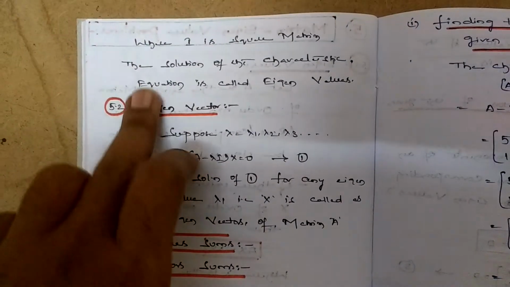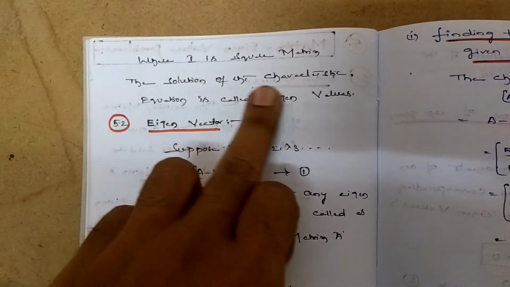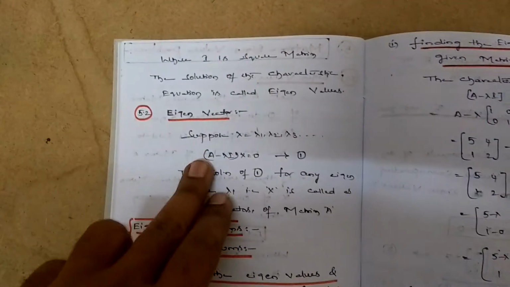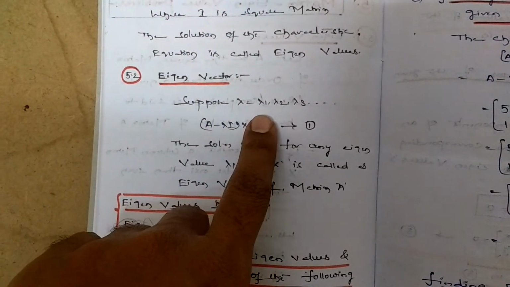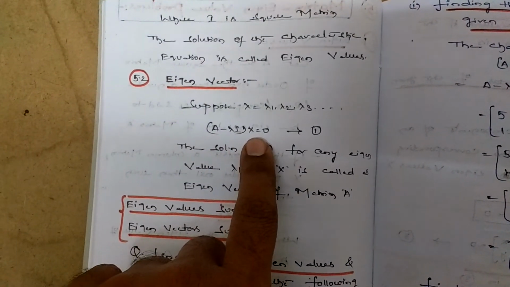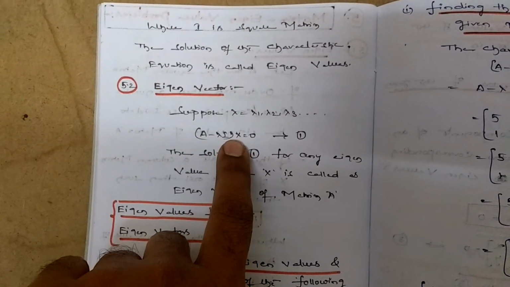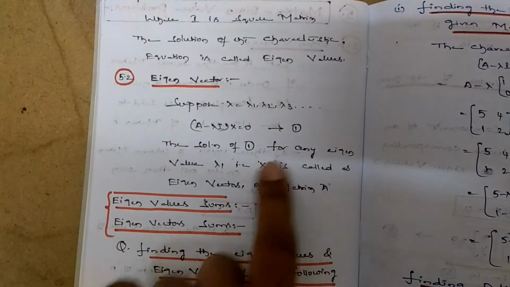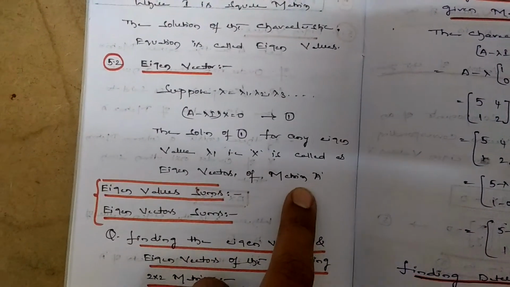Now, see here, where I is a square matrix, the solution of the characteristic equation is called the eigenvalues. Now, the eigenvector. Suppose the lambda values we got are lambda 1, lambda 2, lambda 3, and so on. So A minus lambda I into x equal to 0 is the representation where lambda is the eigenvalue and x is the eigenvector. The solution x for any eigenvalue, say lambda 1, is called the eigenvector of the matrix A.